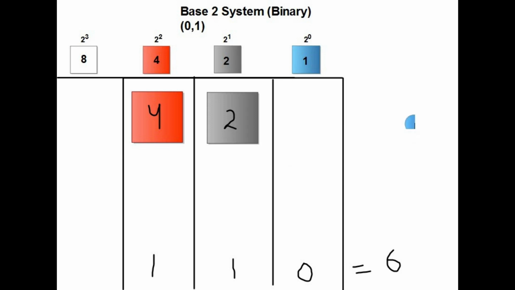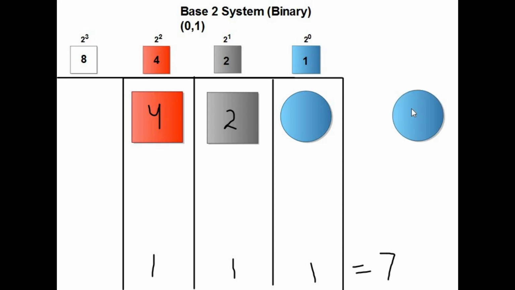Now let's add one more disk, and we'll update this to a 1. And now in total we have 7 disks, so we'll update this to 7. Now if we try to add one more disk, we cannot do that. So let's get a gray box and fill it up with these 2 disks.